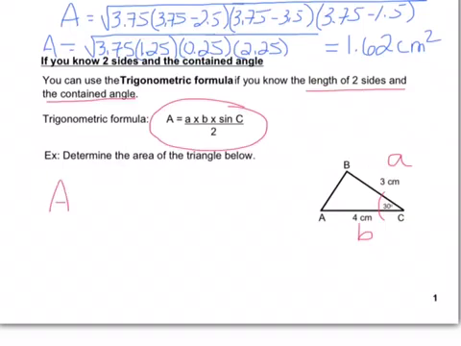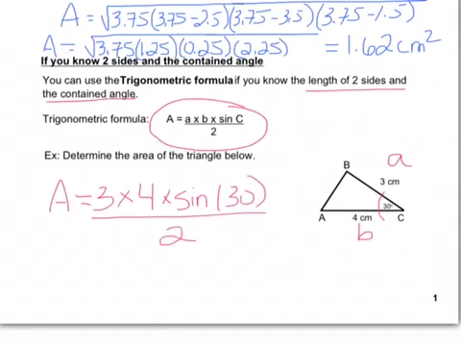My area is one of the sides, doesn't really matter which one, because we're multiplying, order doesn't matter. So 3 times the other side, which is 4, times sine of the angle that's between the two. So that's 30, and that's all divided by 2.